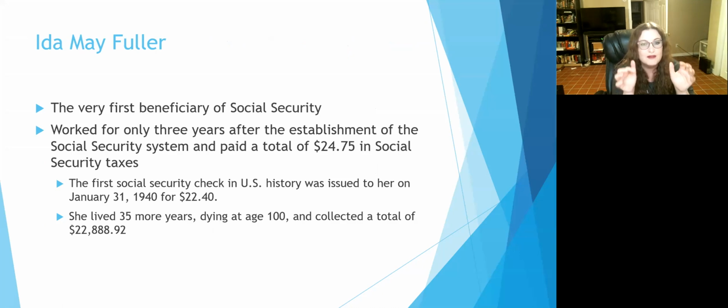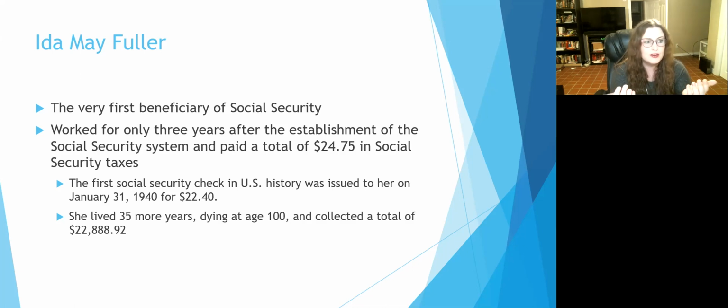So the very first beneficiary of Social Security, and I just think this is a really cool story, her name was Ida Mae Fuller. So she worked for only 3 years after they established Social Security. Social Security came in, she worked for about 3 years. At that time, you didn't have to have 40 quarters of work, so you didn't have to have the full 10 years, because they were trying to help the elderly individuals right then that were still being harmed from a lot of the overlay that had happened from the Great Depression, right?